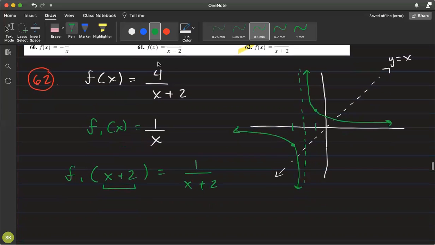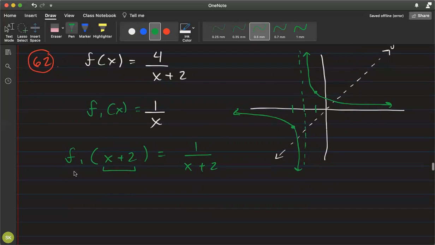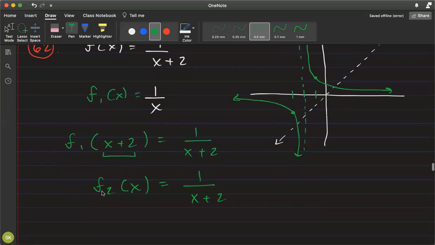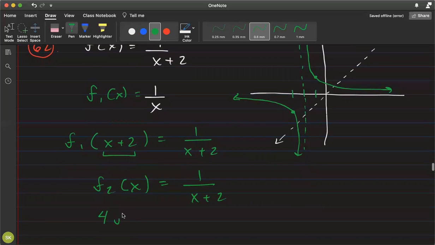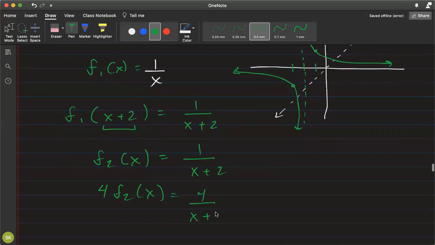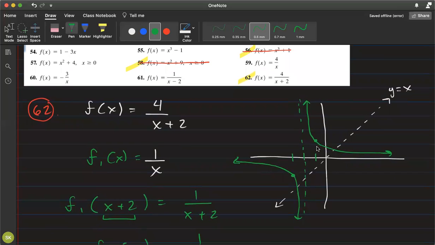And then we also have this 4 here. What does that 4 do? Well, to change this function to this one, let's call this a new function. Let's call this f2 of x. This is 1 over x plus 2. Now to make this function look like this one, we just need to multiply it by 4. And that's the function we want. So it actually stretches our graph.